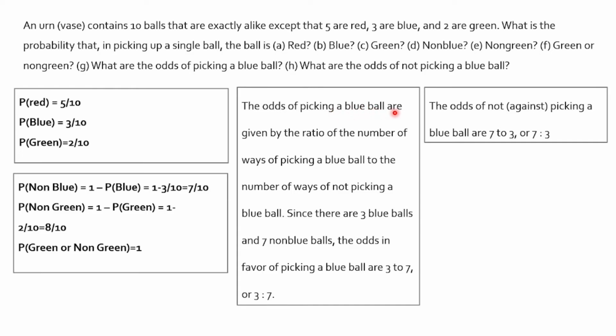The odds of picking up a blue ball are given by the ratio of the number of ways of picking a blue ball to the number of ways of not picking a blue ball. Since there are 3 blue balls and 7 non-blue balls, the odds in favor of picking a blue ball are 3 to 7. The odds of not picking a blue ball are 7 to 3.